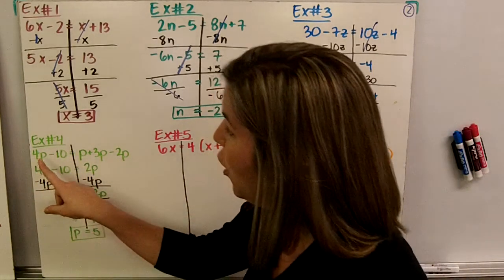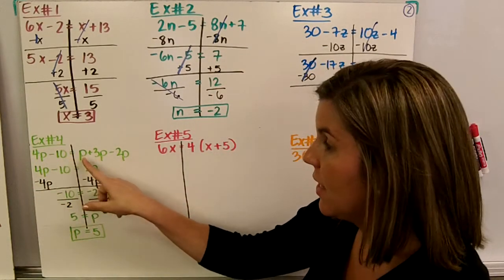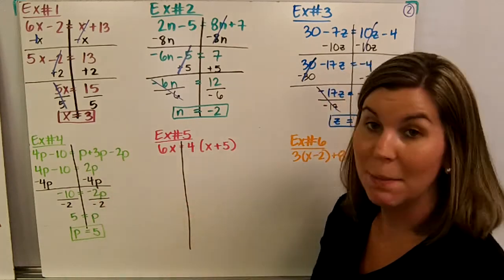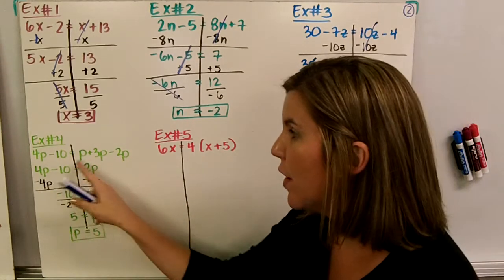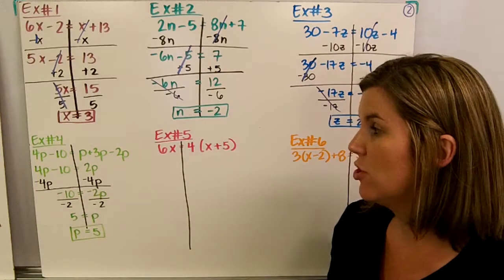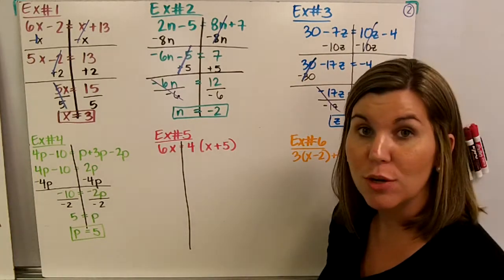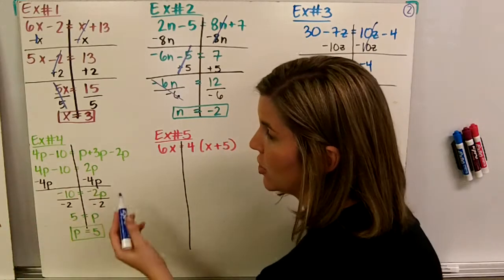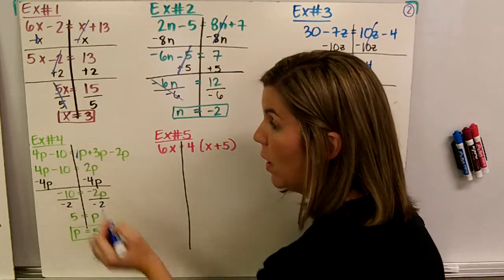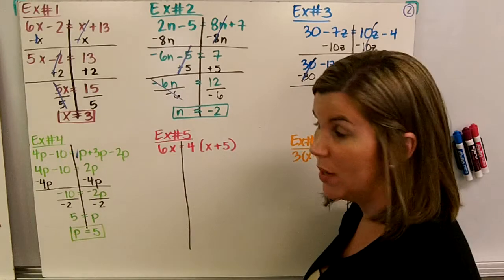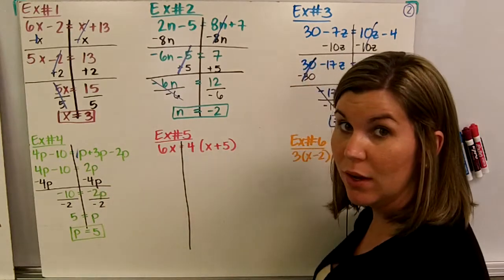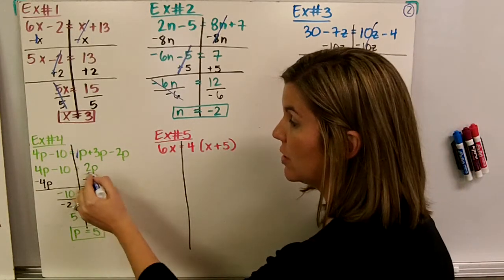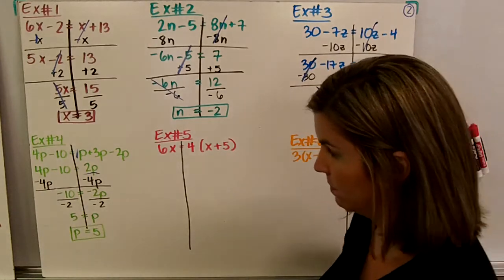Example number 4. 4p minus 10 equals p plus 3p minus 2p. Well, you can see the variable 4 times in this equation. So let's combine like terms first. On this side I don't have any like terms, but on the right side I have 1p plus 3p, that's 4p, minus 2p. 4 minus 2 is 2. So you see where 2p came from.